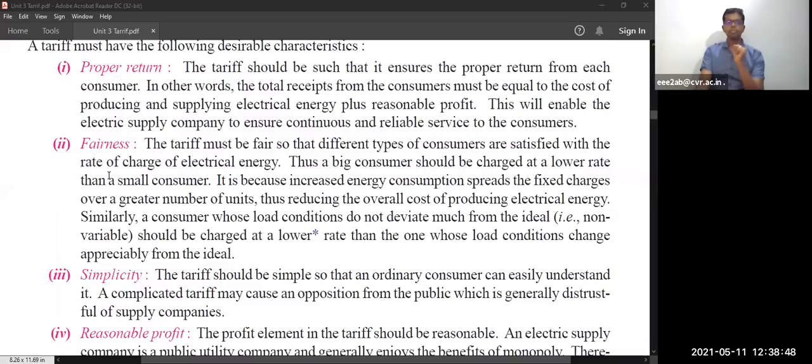Next is fairness. The tariff must be very, very fair so that all types of consumers are satisfied with the rate of charge of electrical energy. It should be fair because everyone should appreciate the tariff. Even a middle class family or a small lower middle class family, everybody has to appreciate the tariff. Even 5 rupees, they have to appreciate.